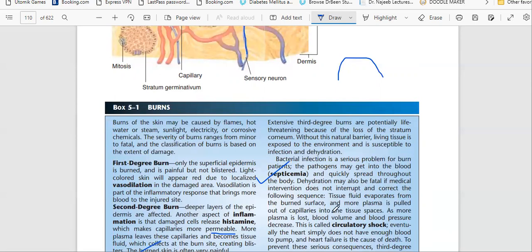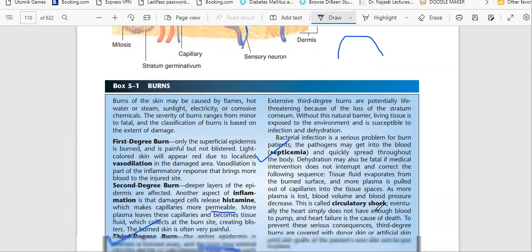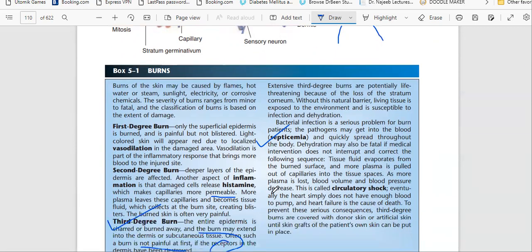Dehydration may also be fatal if medical intervention does not interrupt and correct the following sequence. Tissue fluid evaporates from the burn surface and more plasma is pulled out of capillaries into the tissue space. As more plasma is lost, blood volume and blood pressure decrease. This is called circulatory shock.